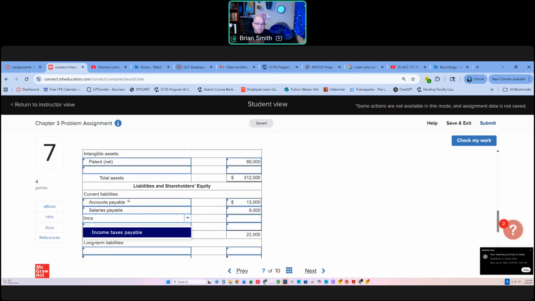Income tax payable for 42,000. See, government always wants more, man. We should be paying our salaries higher than that, huh? Okay, there's our current liabilities.